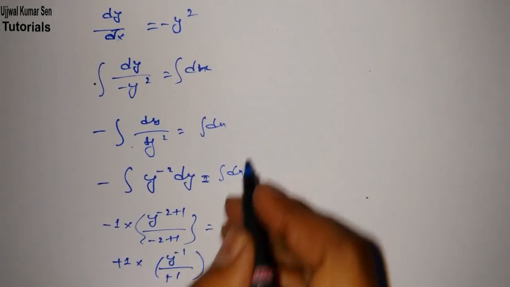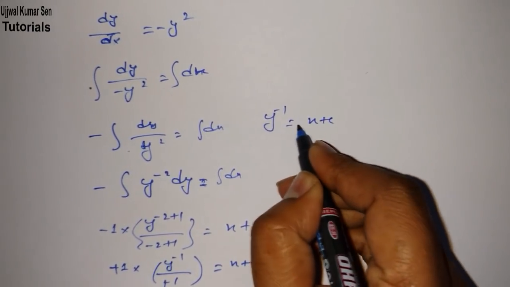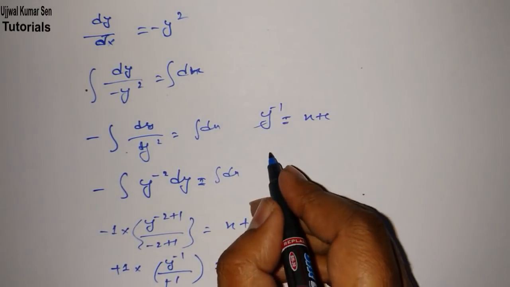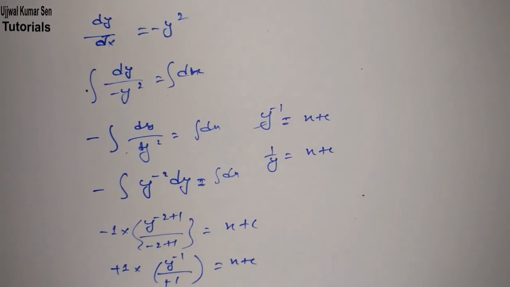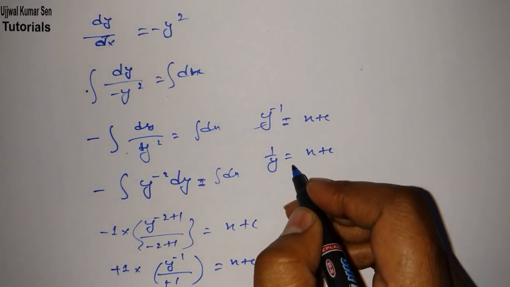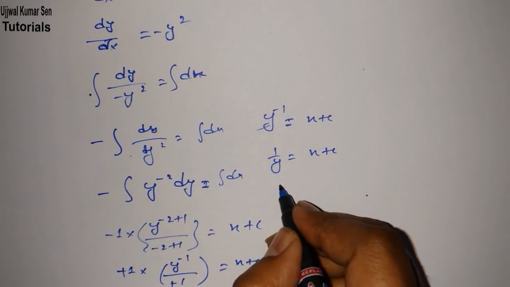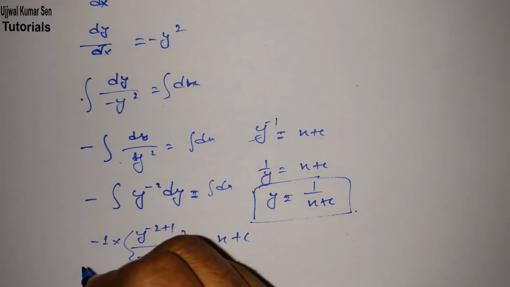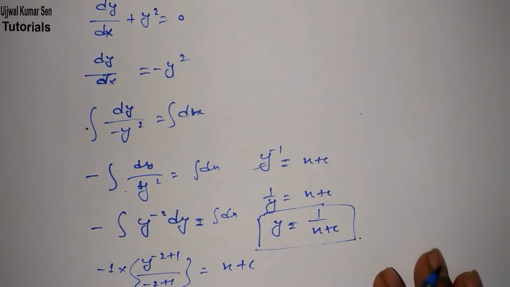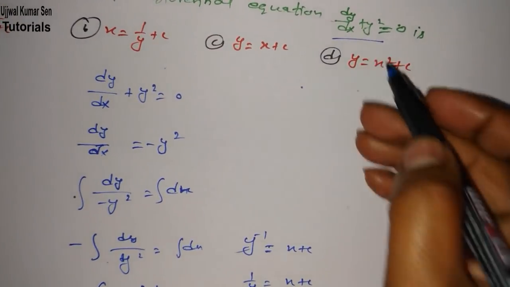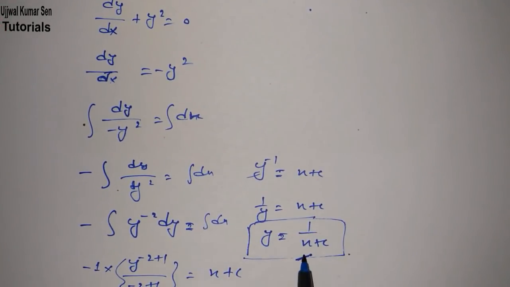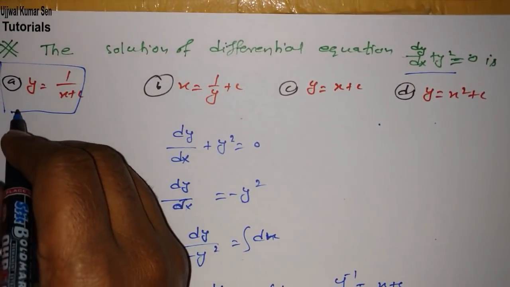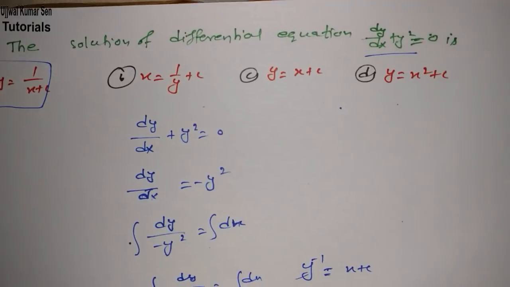So what we got from here is y to the power minus 1 is equal to x plus c. Now what is the meaning of y to the power minus 1? It is the reciprocal of y, which is equal to x plus c. Now we can send this y to the other side. So y is equal to 1 by x plus c, which is the solution of the given differential equation. This is the solution, y is equal to 1 by x plus c, and option A is the right answer for this question.